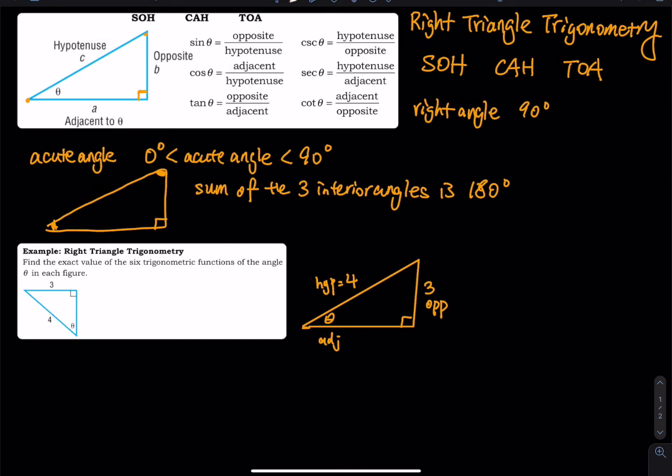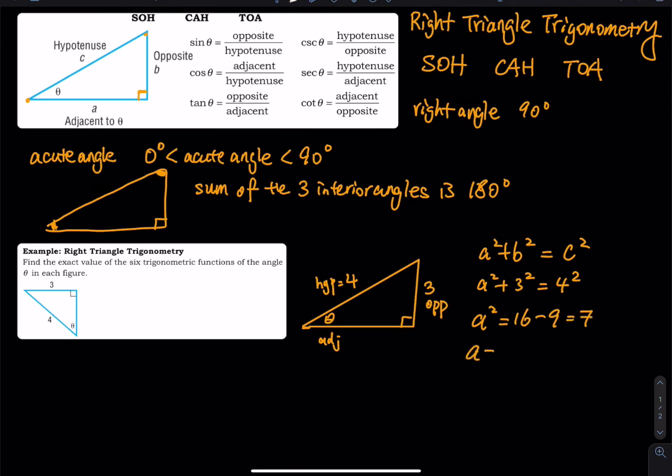So what is the relationship between these three sides? You have to use the Pythagorean Theorem, which is a square plus b square equals c square. So a you don't know, so a square plus 3 square equals 4 square. So a square is equal to 16 minus 9, that is equal to 7.